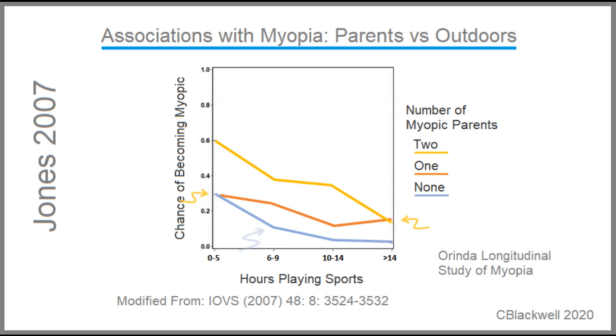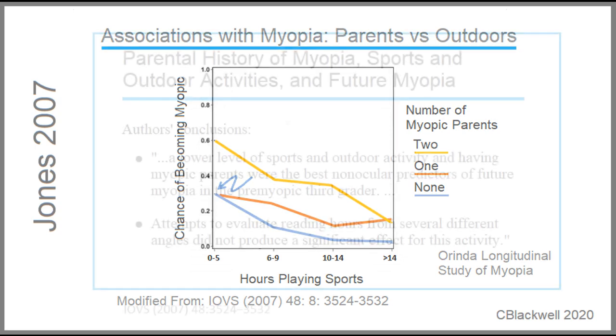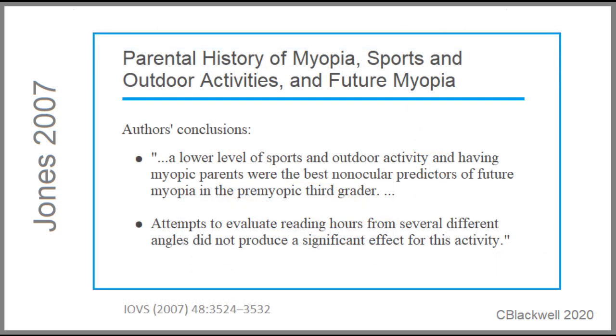Also note that children who have no myopic parents still develop myopia. Indeed, in the low exercise group, the risk is about 30%, the same as having one myopic parent. Author's conclusion, quote, "A lower level of sports and outdoor activity and having myopic parents were the best non-ocular predictors of future myopia in the premyopic third grader. Not so much with reading."